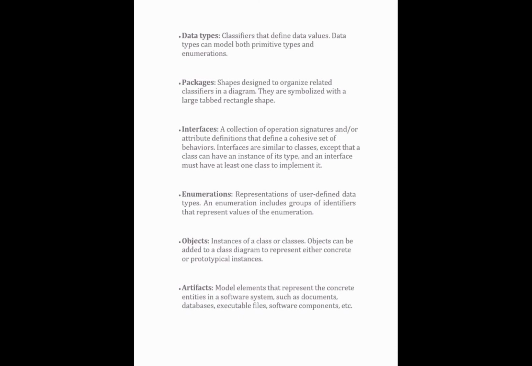Next is data type, a classifier that defines values. Data types can model both primitive types and enumeration. Next one is package, shapes designed to organize layered classifiers in a diagram. They are symbolized with a large tabbed rectangle shape. Interfaces, a collection of operation signatures and or attribute definitions that define a cohesive set of behaviors. Interfaces are similar to classes, except that a class can have an instance of each type, and an interface must have at least one class to implement it.